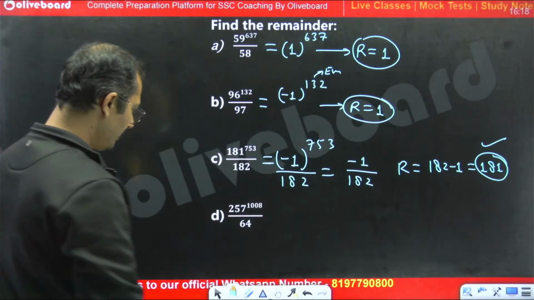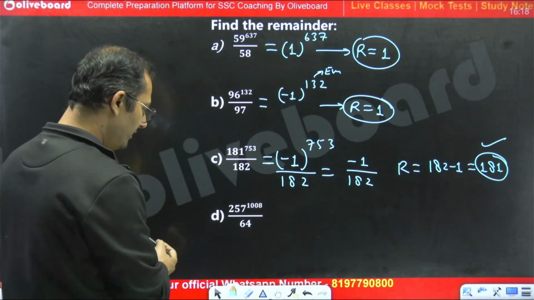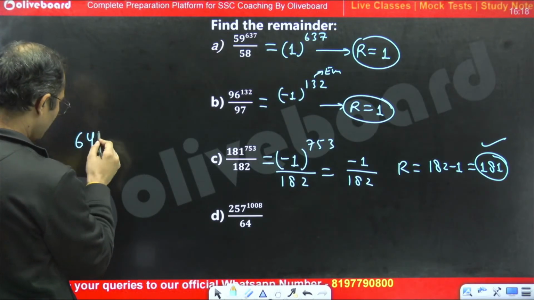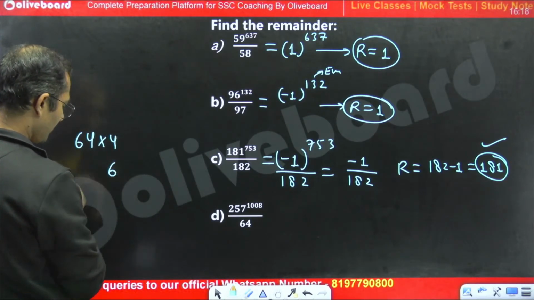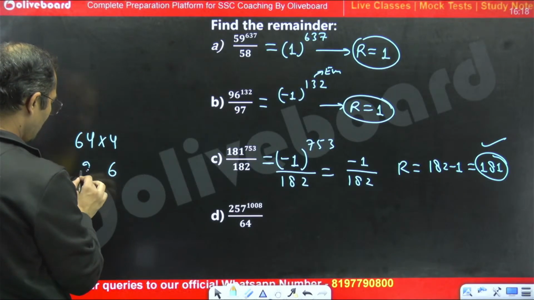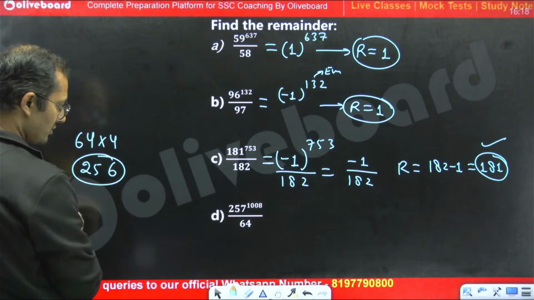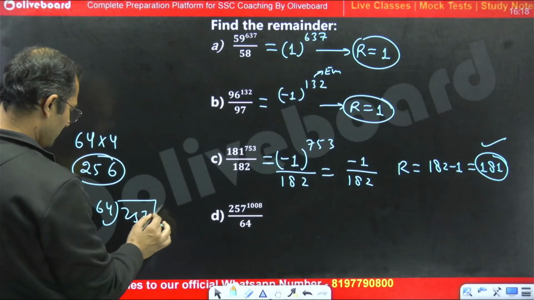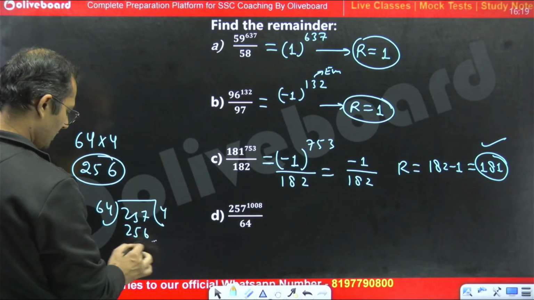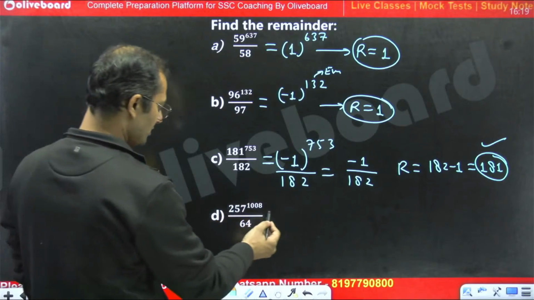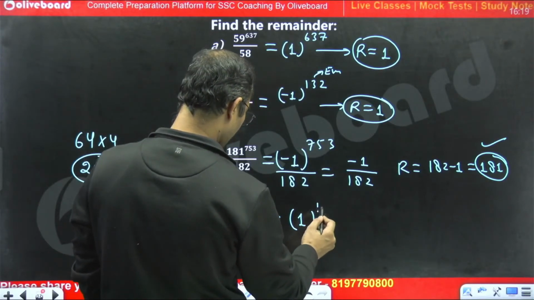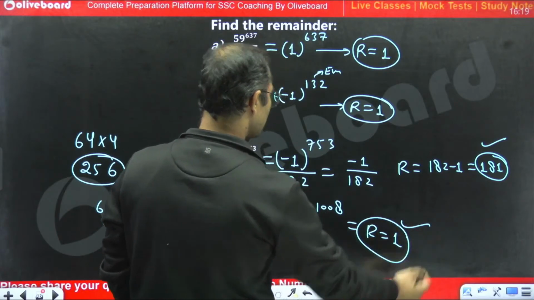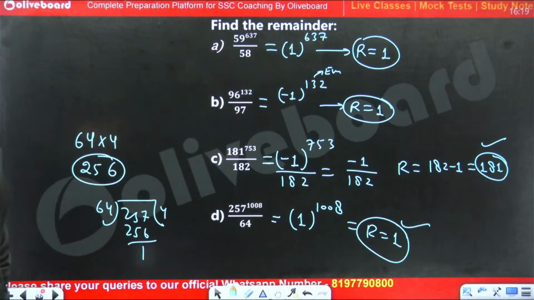Clear? See, we know that we can divide 64 into 4, 4 times 16, 156, right? So 64 leaves 1 as the remainder. So 1 to the power 1008, the final remainder is 1. Yes, we can do it like this easily, no problem.